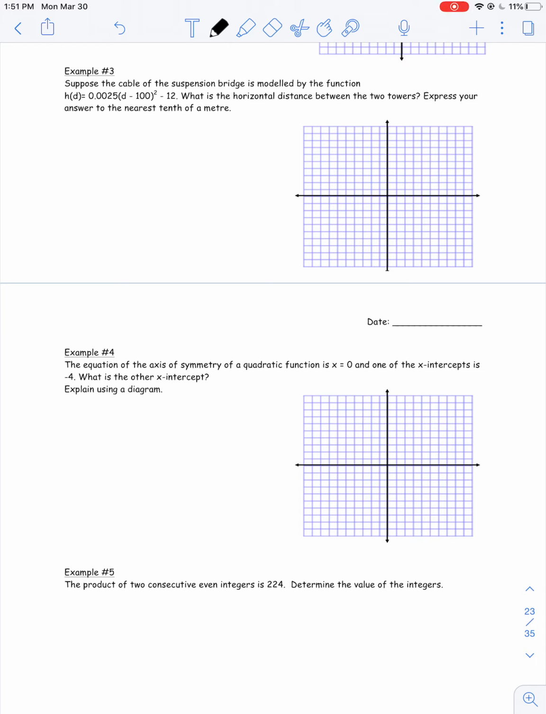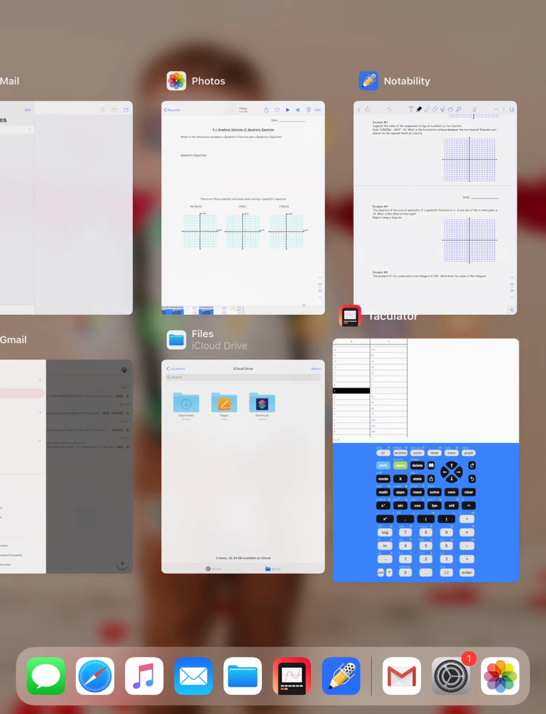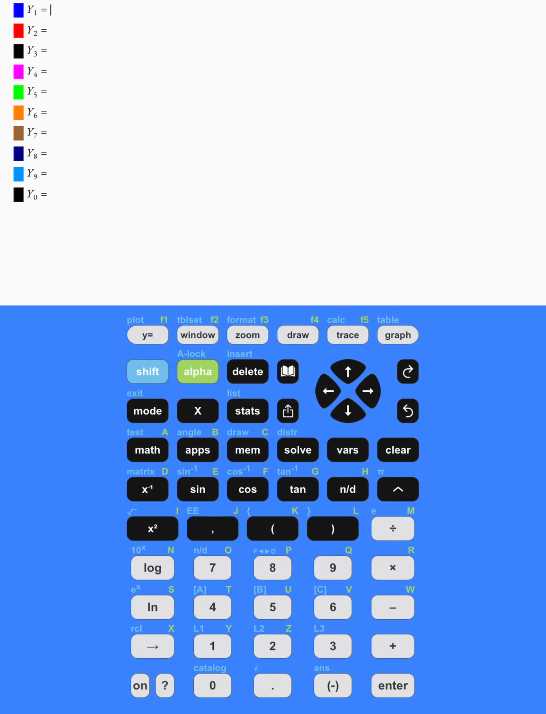Example number 3. So again, we're going to start by putting this into our graphing calculator. They want to know the horizontal distance between the two towers. So where it touches the x-axis will be where the towers are, and we want to find the distance between them. So in our graphing calculator, we're going to go to y equals. We're going to put in the number that we see. Instead of our variable d, we're using x.